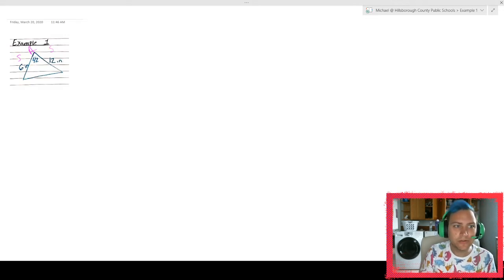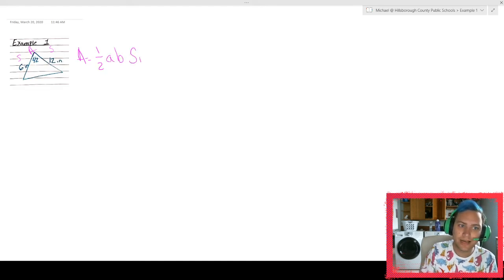So I know that I'm going to use that area is equal to little a, little b, times the sine. What am I doing, guys? Delete. Okay. Try that again. Area is equal to 1/2 little a, little b, sine of big C. That's what I was looking to do.